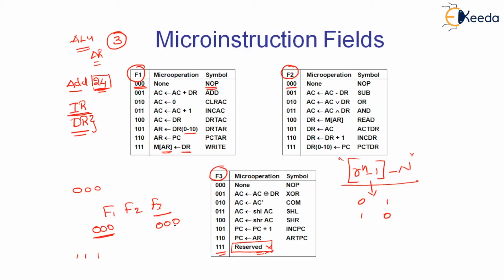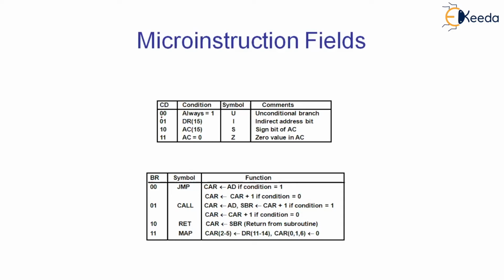Now let us have a look at the condition and branch fields. Condition CD. When the CD condition field is 00, the condition is always 1. You know that even the unconditional branches are also treated as conditional branches. For that, we are going to watch a flag which is always set to 1. For that, in the condition field, there will be 00. Whenever we want to take a branch without any condition, that comes under unconditional branch. At that time, the CD field is going to hold 00, meaning it's an unconditional branch, because we are going to watch a flag which is always 1 for taking a branch.